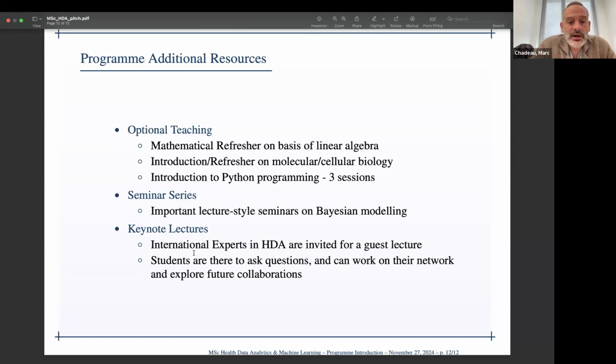There are a lot of seminars offered during the year. These are the school seminars, but also course-specific seminars, which are important opportunities for you to learn how health data analytics happens in practice and in the real world. You will have the opportunity to meet very important and international experts in the field of health data analytics. So not only is that a way to learn more about how what you're learning is useful in the real world, but it's also a great opportunity for you to network a bit and to seek opportunities for future collaboration.